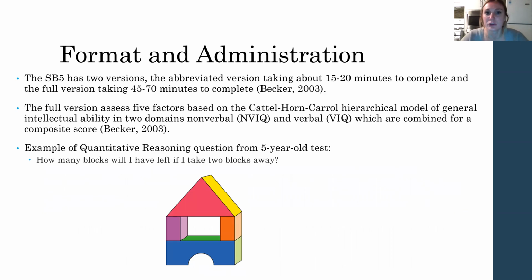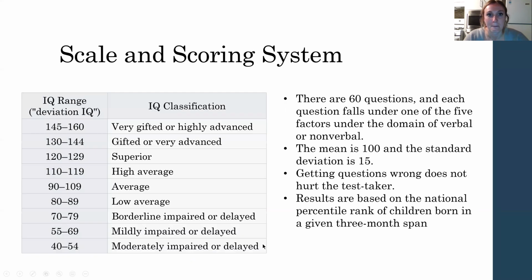Just to continue, there are 2 versions of this test. The abbreviated version takes about 15 to 20 minutes, but the long version takes closer to 60 to 70 minutes. They both assess the 5 factors, but the 2 domains of nonverbal and verbal are really explored more in the longer version. I wanted to include an example of a math question from the test that they give to 5-year-olds: how many blocks do I have if I take 2 blocks away? So they want the child to understand how many blocks there are and how to take 2 away from 4.